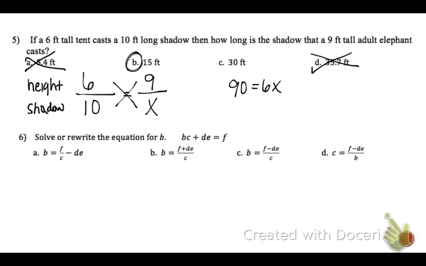All right, the next one, problem 6. Solve or rewrite the equation for B. So we're solving for B. The first thing we want to do is get rid of the other term, which in this case is DE. So I'm going to subtract over DE.